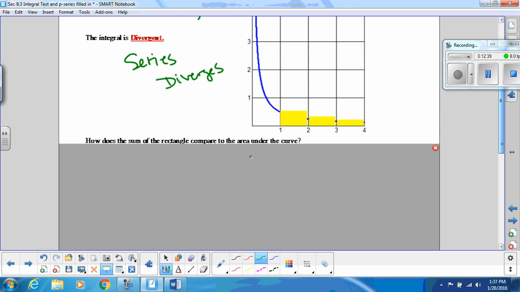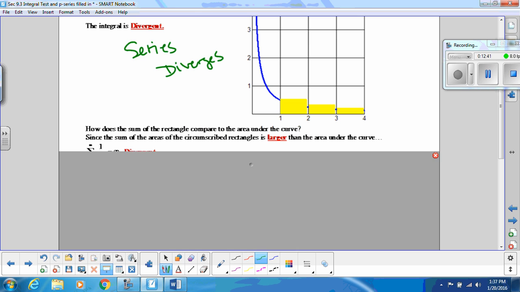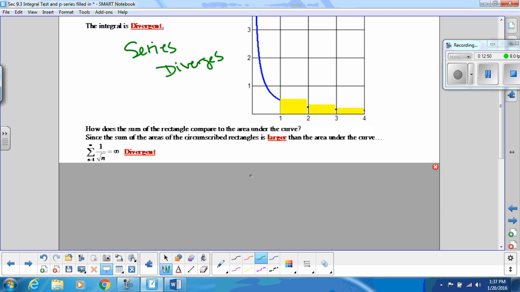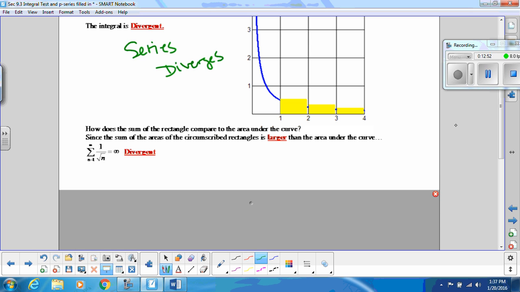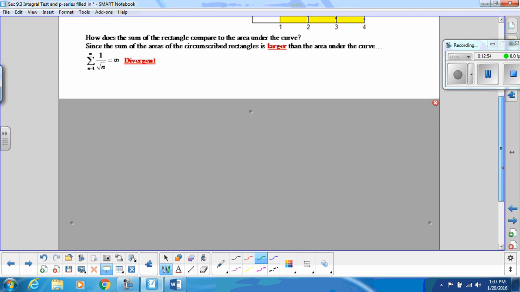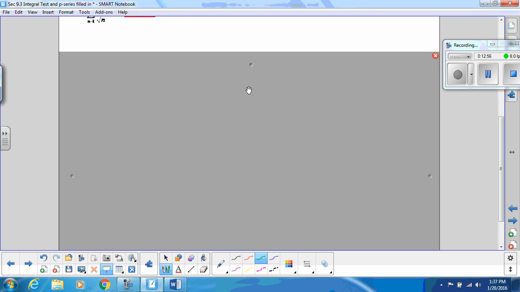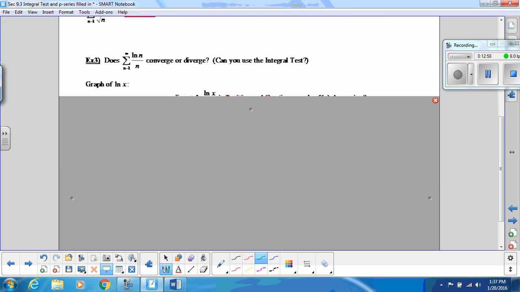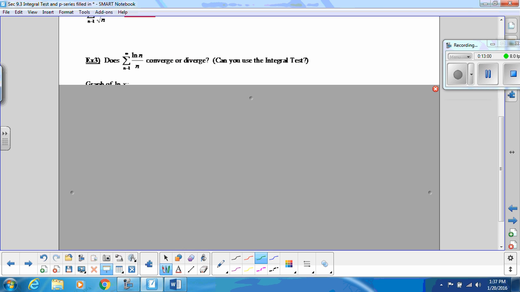Okay, and then how does the sum of the rectangles compare to the area under the curve? Well, as you can see, these are even larger. So if this integral is diverging, then absolutely these larger rectangles are going to diverge as well. Okay, so keep that in mind too, that the rectangles aren't always underneath the curve. Sometimes they are above the curve. All right, let's look at this third example.